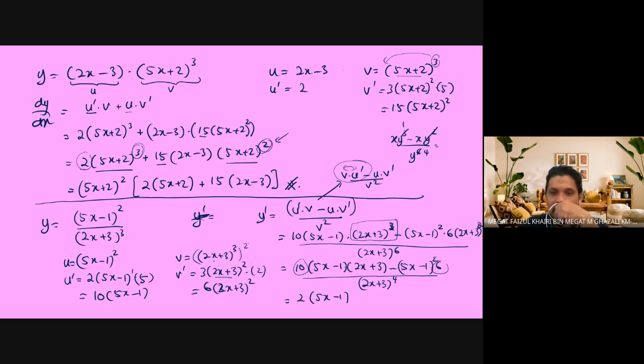Because we have squared and 1, take out one of this. And then 5(2x plus 3) minus 6(5x minus 1), divided by (2x plus 3) to the power of 4. Okay?